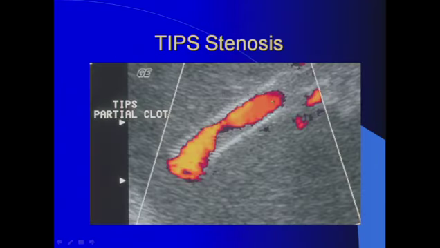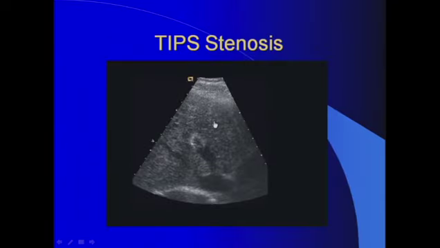As I said earlier, you can use power Doppler in the evaluation of the stent, and this is a very nice example of a tight stenosis in the mid-stent here, secondary to a peripheral clot that's creeping to the mid of the stent and resulting in malfunctioning of the stent.